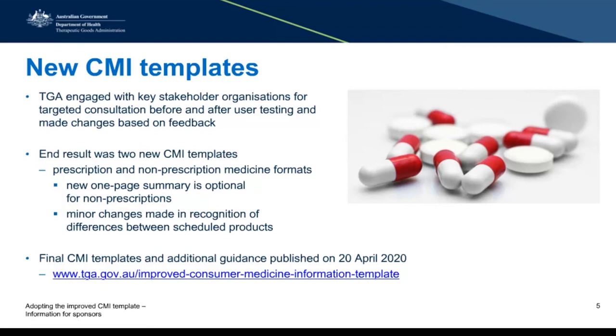There were also minor changes made in recognition that there are differences between scheduled products. One of the big ones is in the instructions for what a consumer should do when they want to stop taking a medicine. In the prescription medicine template, it encourages the consumer to talk to their doctor before they stop taking the medicine, whereas that's not appropriate for an over-the-counter product. So there are little changes made in the template to reflect that. The final CMI templates and additional guidance were published in April this year and are available at that link that's now on the screen.